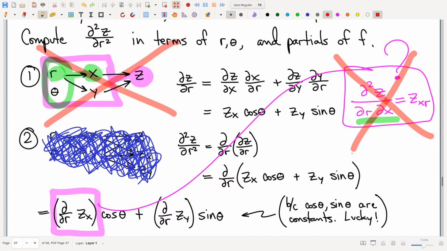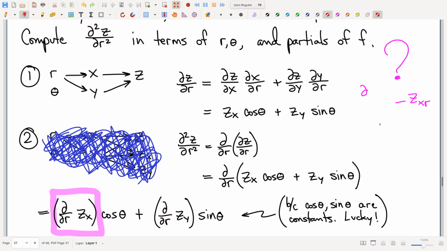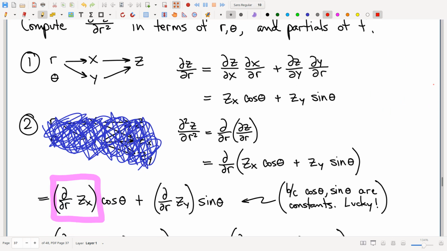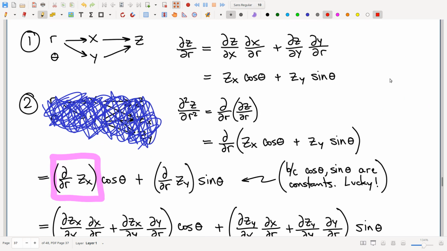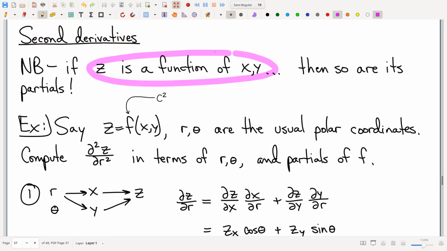Okay. All right. So how do we fix this? There's a really easy way, as it turns out, to fix this. Let me get rid of all this trash. The way to fix it is to just recognize, as I wrote up here at the very top, that if z is a function of x and y, then so are its partials. So zx is a function of x and y.